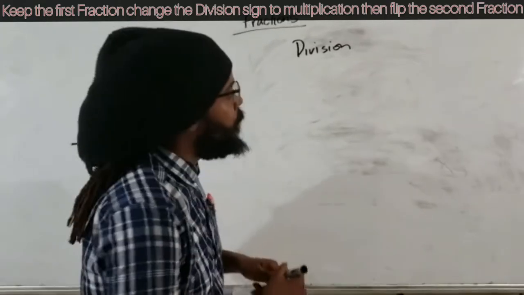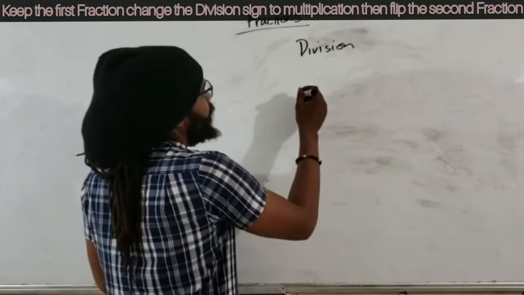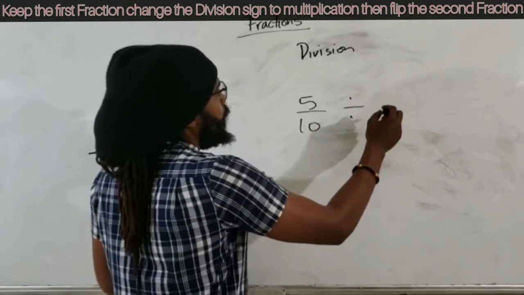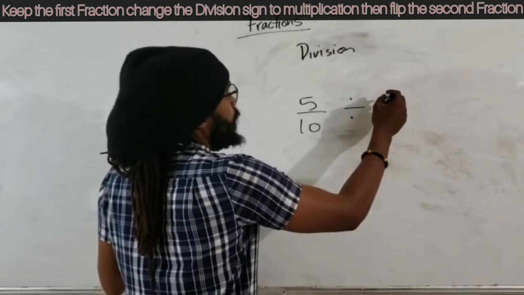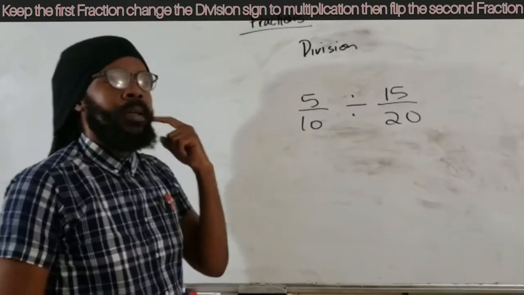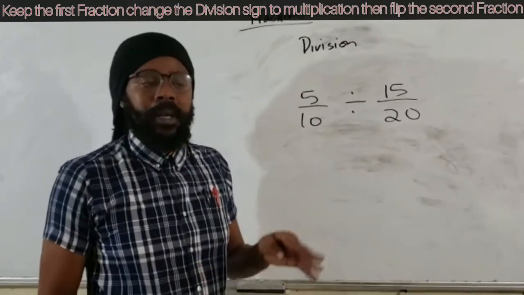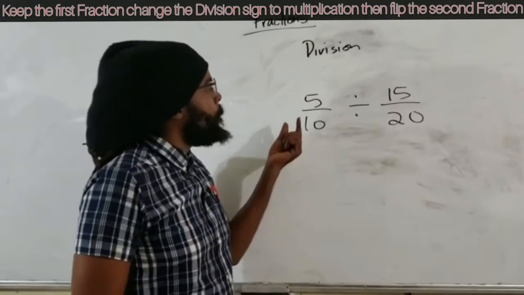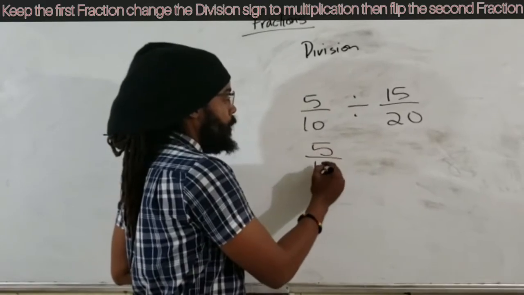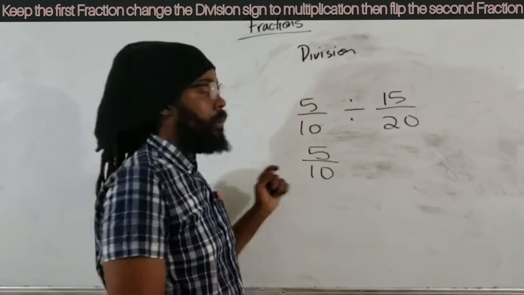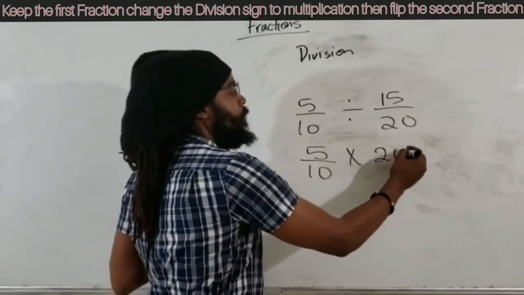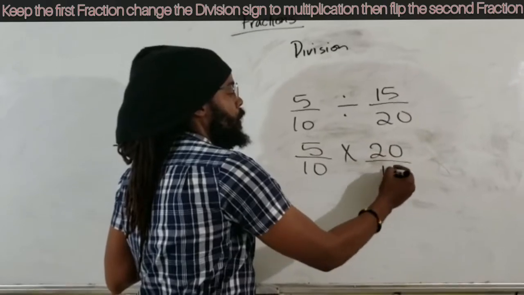So if we're given two fractions to divide, for example 5 over 10 being divided by, let's say, 15 over 20, two random fractions, let's see if we can apply the concept and see how it works. The concept says we should keep the first fraction, which is 5 over 10, then change the division sign to multiplication and flip the second fraction. So 15 over 20 becomes 20 over 15.